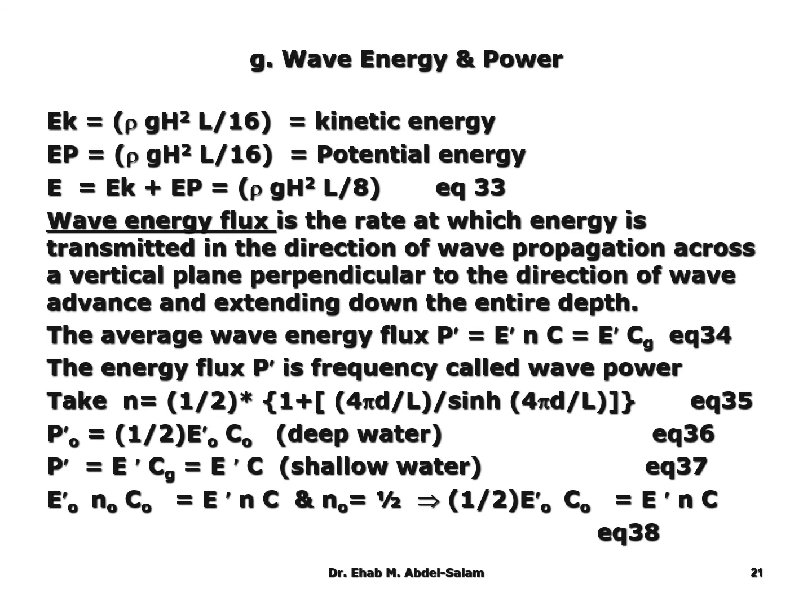Let's equate this and this. So E dash n naught C naught equals E dash n C, with n naught equal to 1 over 2. That leads to 1 over 2 E naught dash C naught equals E dash n C. That's the final equation 38.